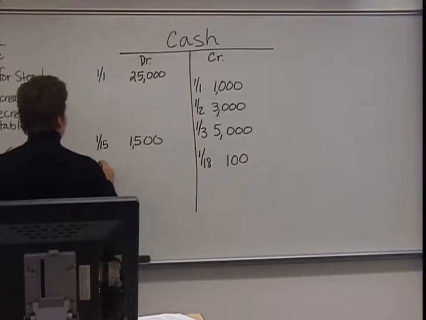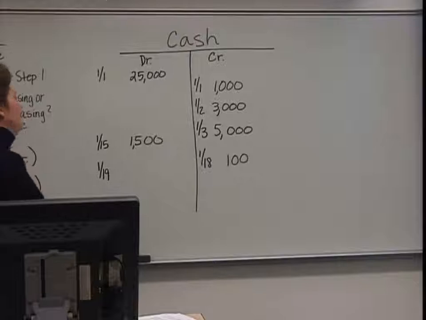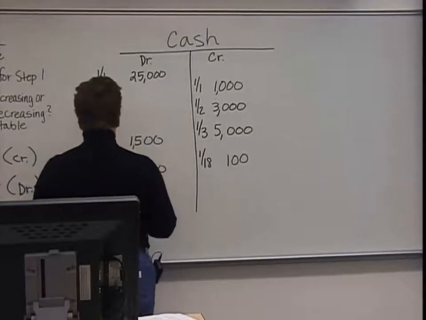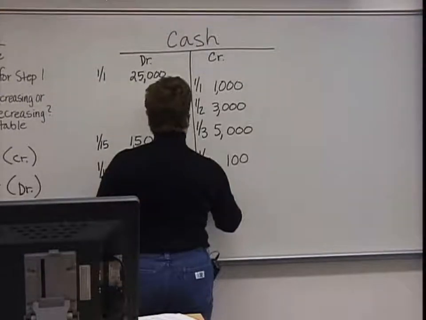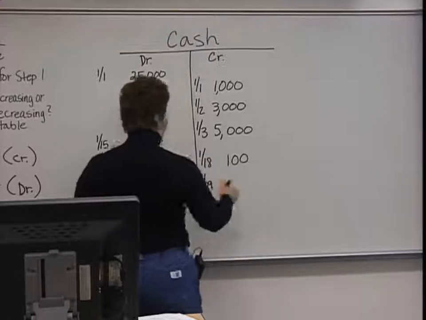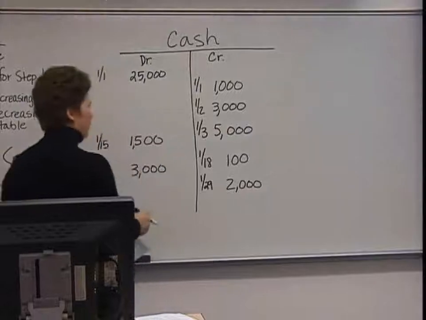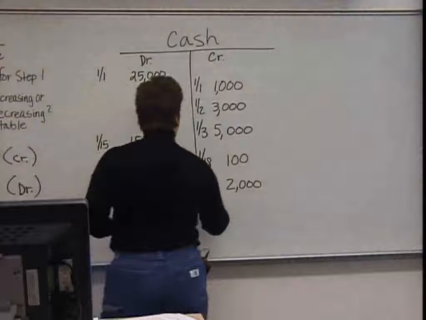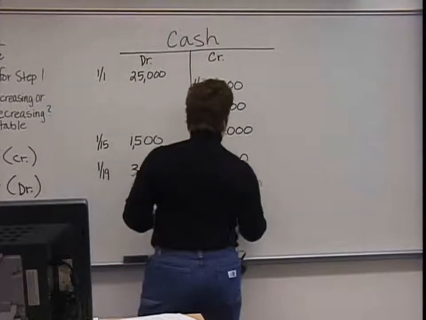On the 19th, we received $3,000 for a job that we did. We actually got it from the customer. On the 29th, we took money out of our business for personal use, so we subtracted $2,000. And then finally on the 30th, we purchased a computer with cash. So we took $1,000 out for that computer.